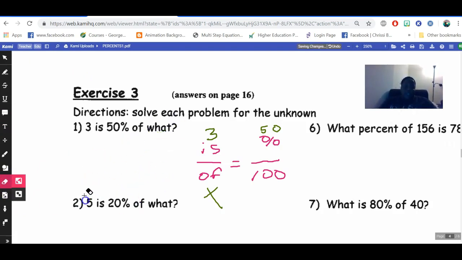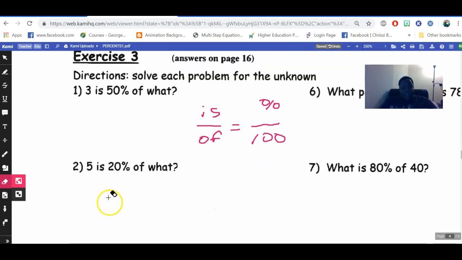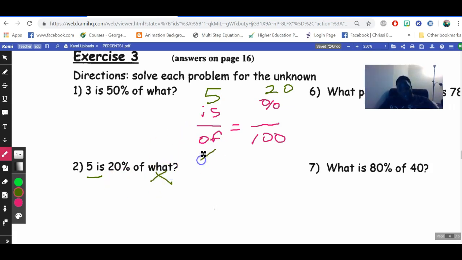Okay, I'm going to go down to number 2 over here. I'm going to keep my key up there. And this time it says 5 is 20% of what? See, 5 is. Remember, the number that's next to the word is going to be where you put that number. So I have 5 is, so that means 5 is going to go up here with the is. 20%, remember the percents always go on top of 100. So I'll put a 20 over here. Of what? And remember, x means what? So my x is down here.